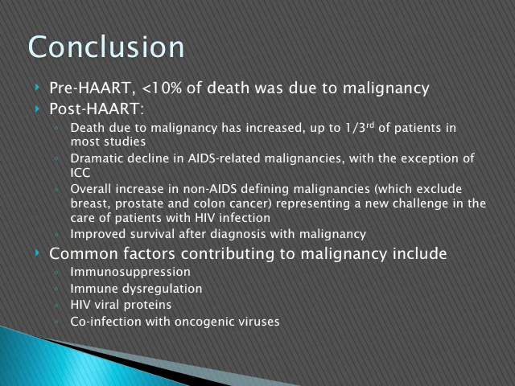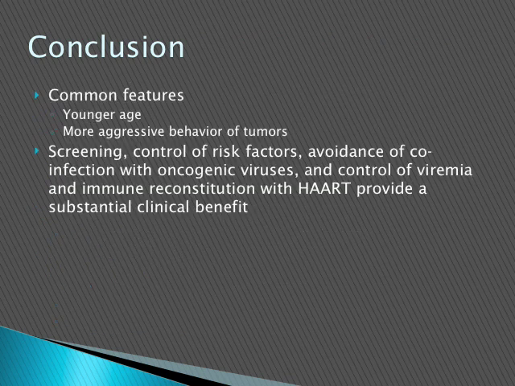Common factors contributing to malignancy include immunosuppression, immune dysregulation, HIV viral proteins, and co-infection with oncogenic viruses. These viruses are just more aggressive and present at a younger age. And screening, control of risk factors, avoidance of co-infection with these oncogenic viruses, and control of viremia and immune reconstitution with HAART will provide a substantial benefit.